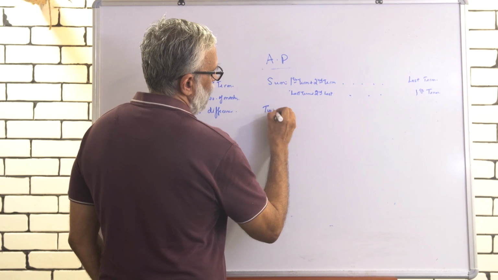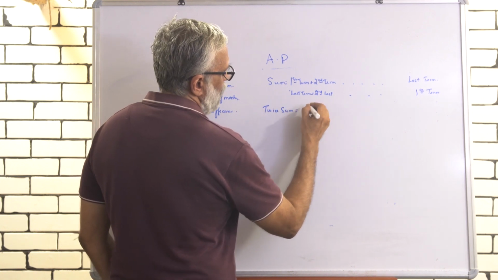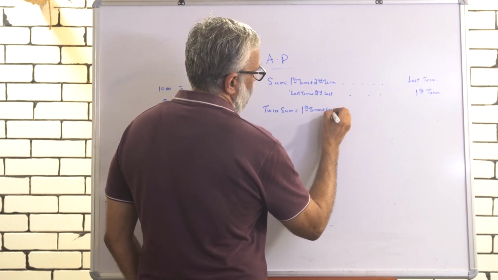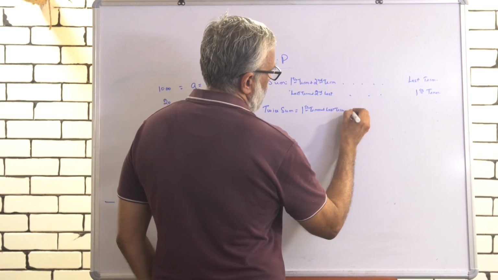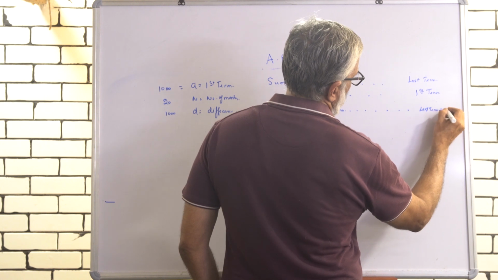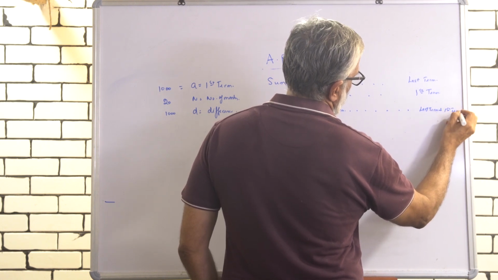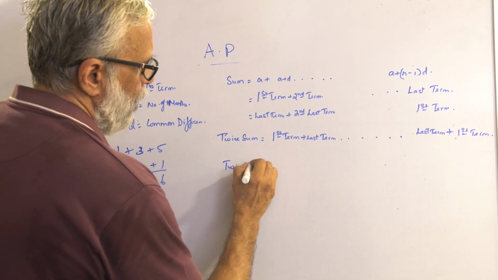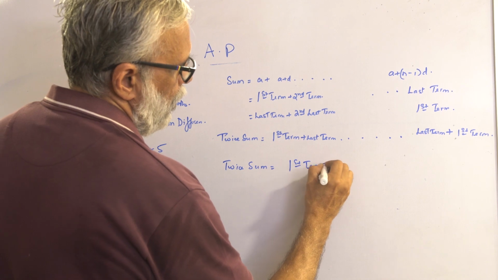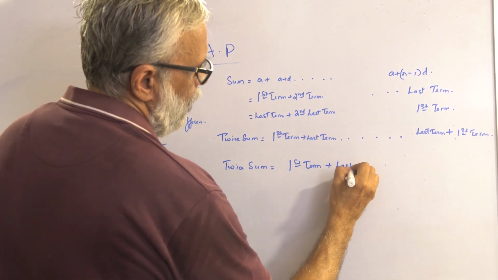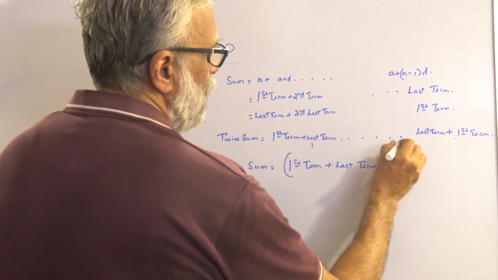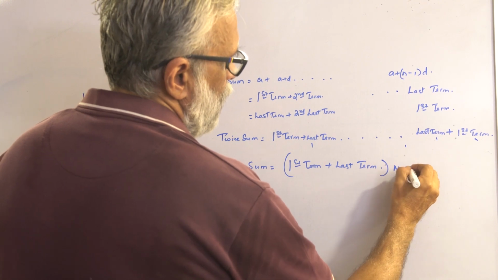Twice the sum is equal to first term plus last term and so on. The last term plus first term. Twice the sum is equal to first term plus last term into, they are all the same, so number of months.